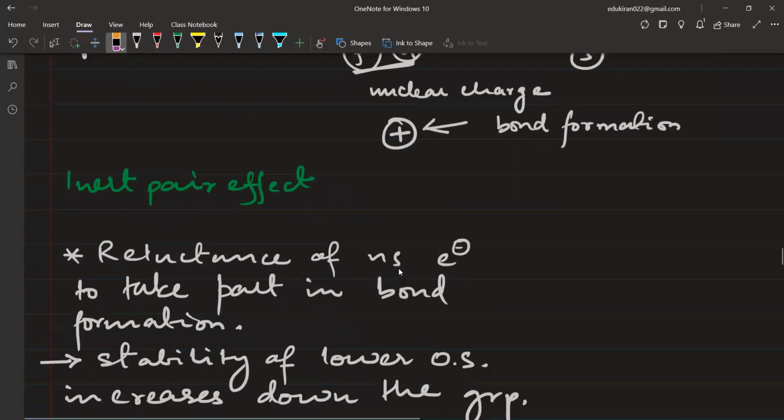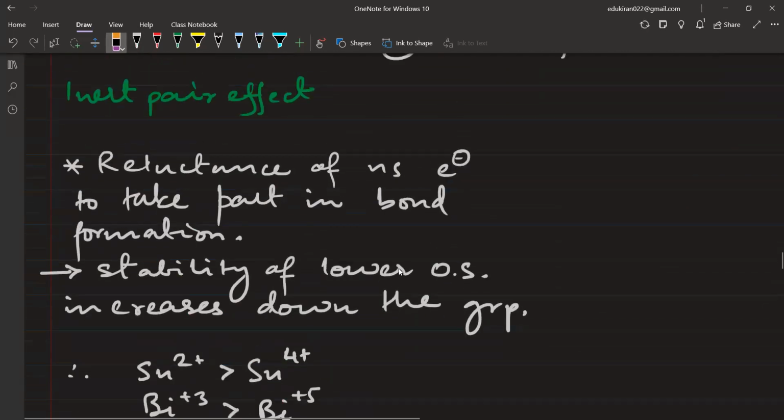That is why, please write, in inert pair effect, the reluctance of ns electrons to take part in bond formation. Okay, that is known as inert pair effect. And what is the consequence? The consequence is that the stability of the lower oxidation state increases down the group. As we go down the group, ns electrons will not take part in bond formation. If ns electrons are not taking part in bond formation, then what will happen? The oxidation state will fall. And that lower oxidation state will be having higher stability down the group.